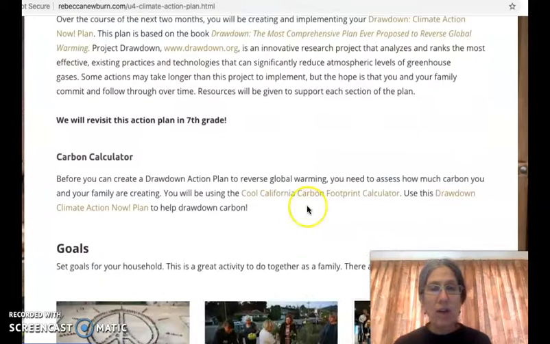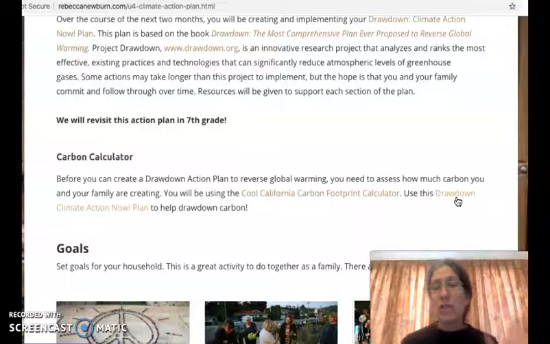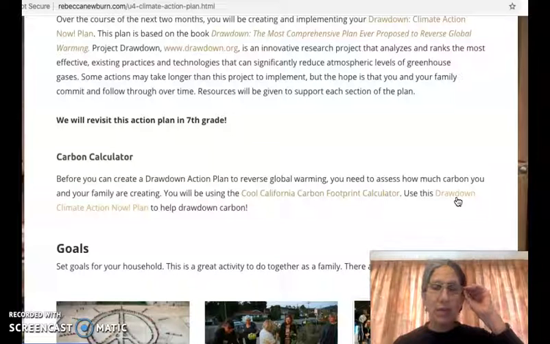There's a carbon calculator. We do the California one because we're based in California. Then they have this Drawdown action plan. Each week we focus on a different aspect of climate solutions. And then the last week we come together and figure out how we can amplify our voices.